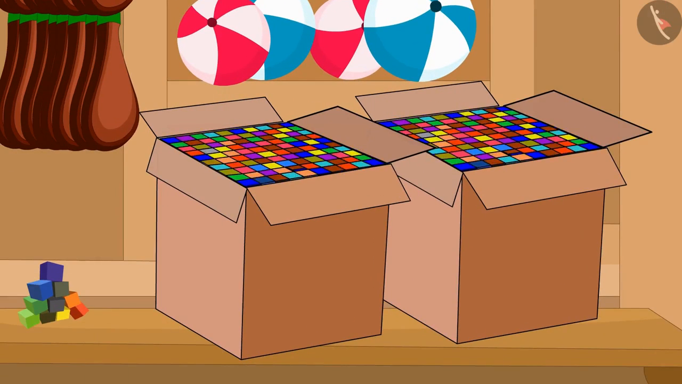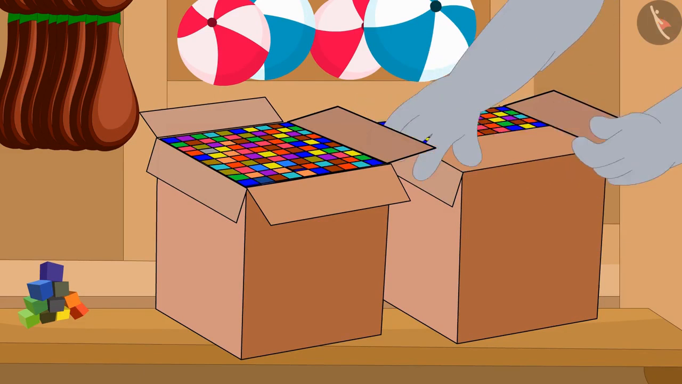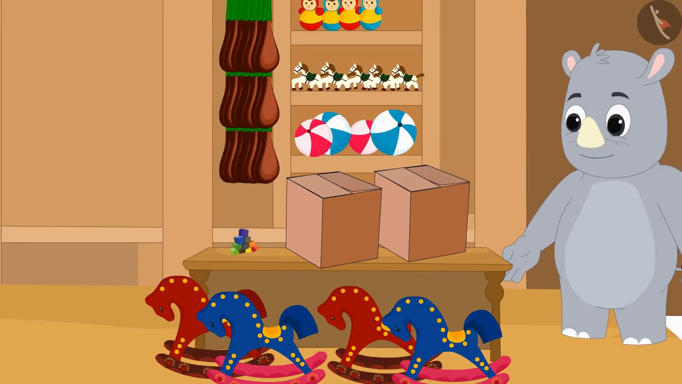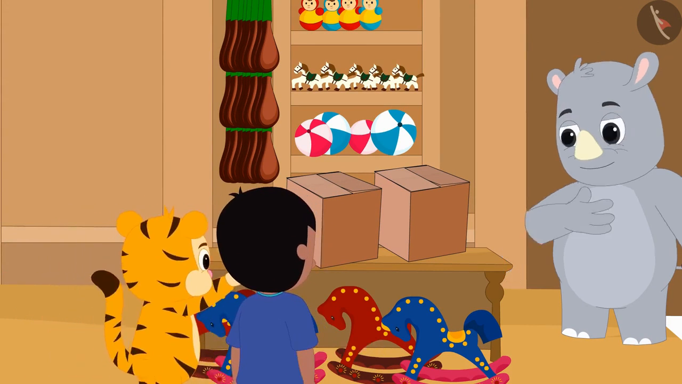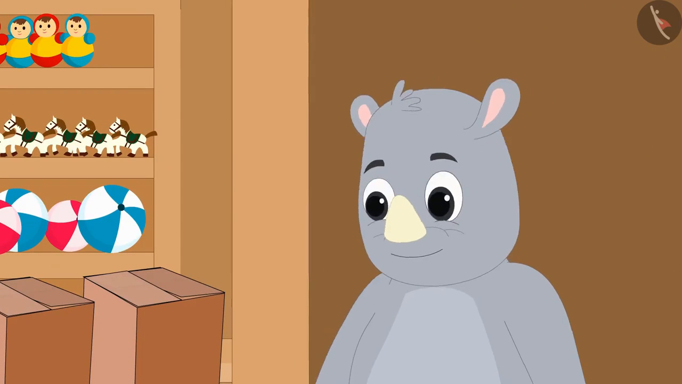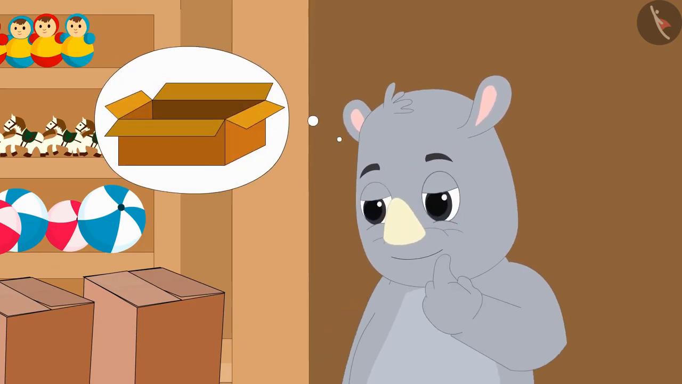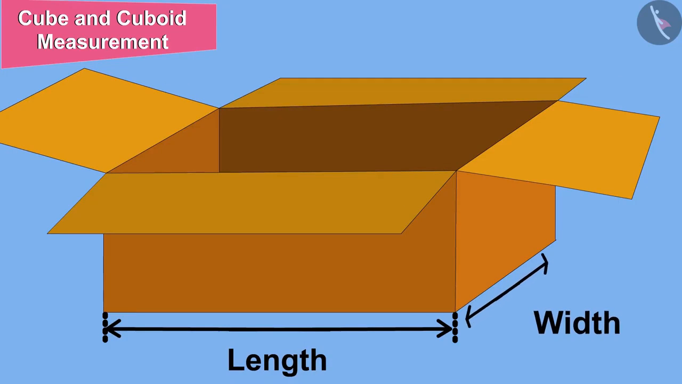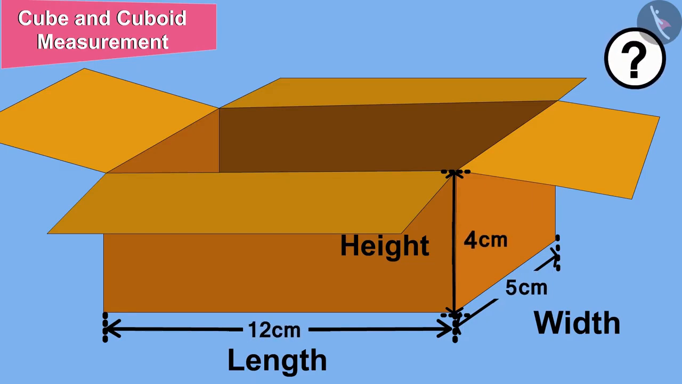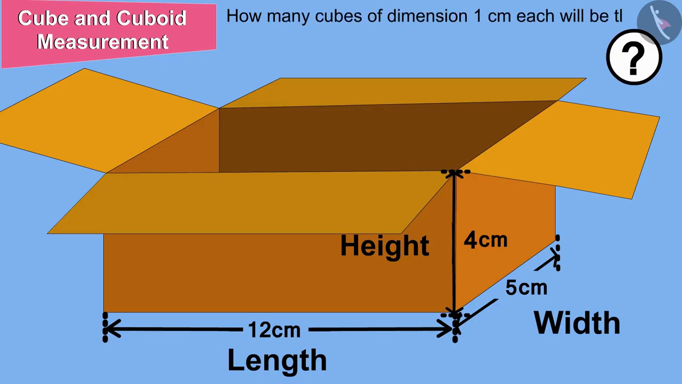Gaggu packed 1000 blocks in the cube-shaped boxes each and started selling them. Within a few days, Gaggu's blocks became famous in the market. Now Gaggu thought that he would sell these blocks in cuboid-shaped boxes. Children, if the length, width and height of cuboid-shaped box purchased by Gaggu are as shown, can you tell how many cubes of dimension 1 centimeter each will be there in the volume of each cuboid-shaped box?